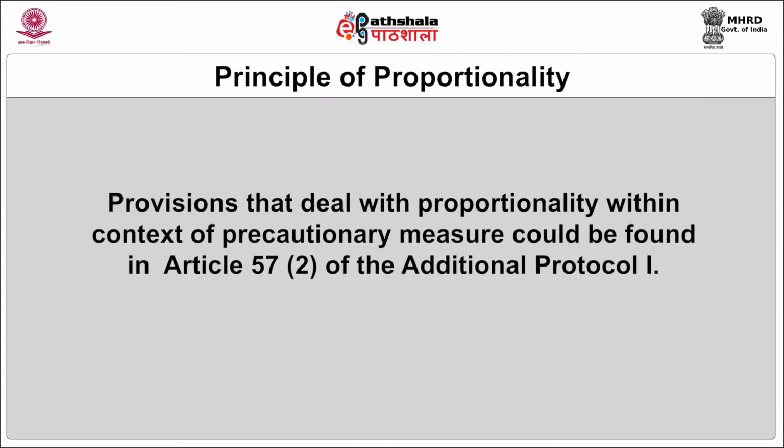Military manuals of many countries lay down the principle of proportionality. For instance, Sweden's IHL manual recognizes the principle of proportionality under Article 51 Clause 5 of Additional Protocol I as a rule of customary international law. The provisions that deal with proportionality within the context of precautionary measures can be found in Article 57 Clause 2 of Additional Protocol I.